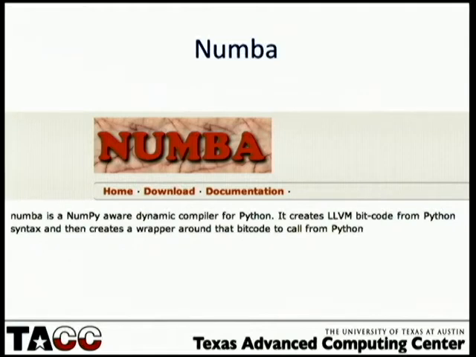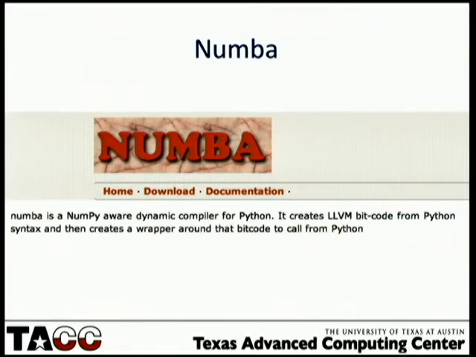So Numba is kind of a new kid on the block. It's a NumPy-aware dynamic compiler for Python, and we're going to hear a lot more about it later. But the basic idea is PyPy went from Python to RPython to speed up its code. Numba goes from Python to LLVM code. And it started out as a NumPy compiler, but I think they're extending it to more things.